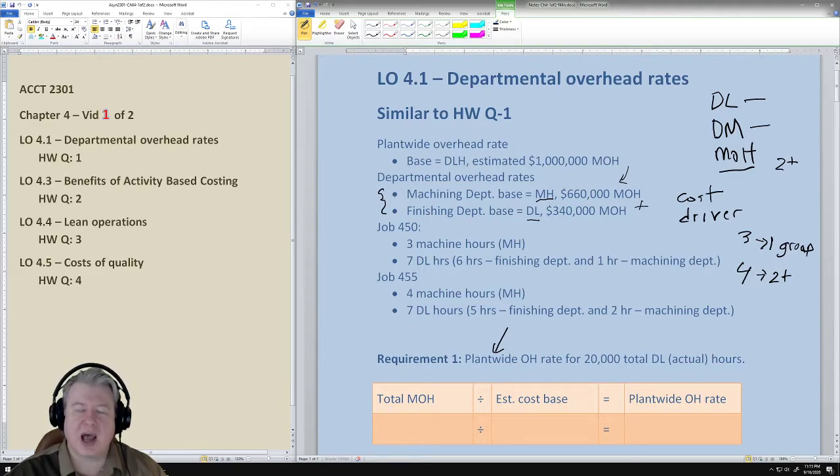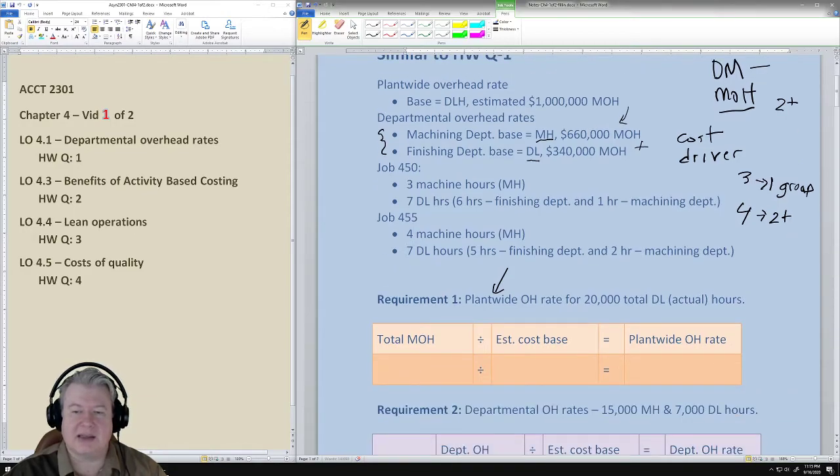And we have 2 jobs, and we want to basically look at the jobs under the original 1 group rate, the plant-wide rate, and then look at it with the 2 rates. So let's first calculate our plant-wide overhead rate. This is exactly what we did in chapter 3. So we would take the total MOH, and this is the 1 million.